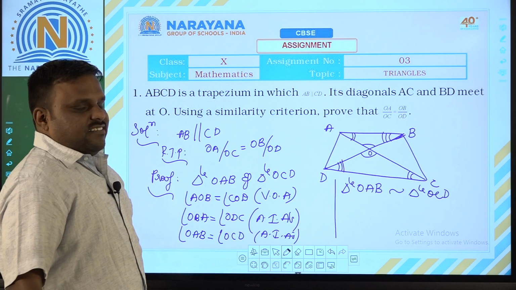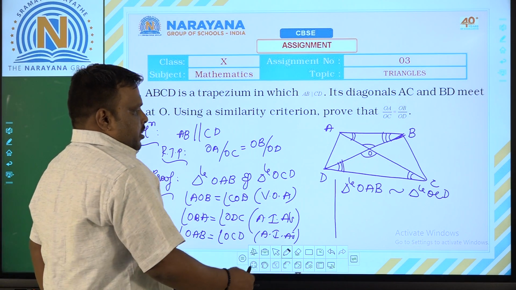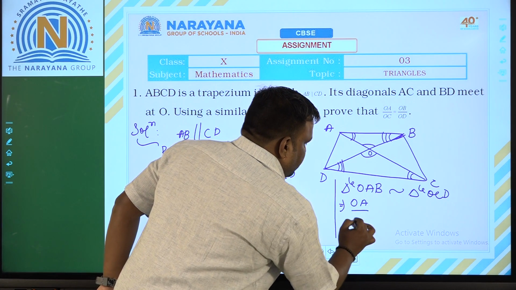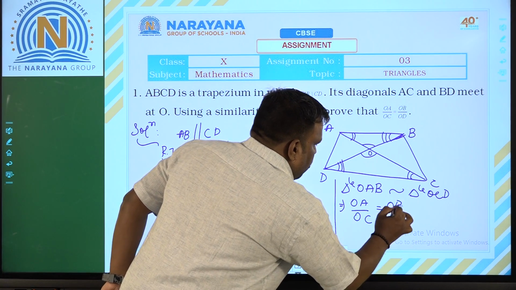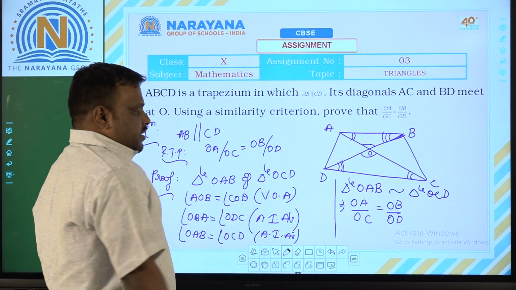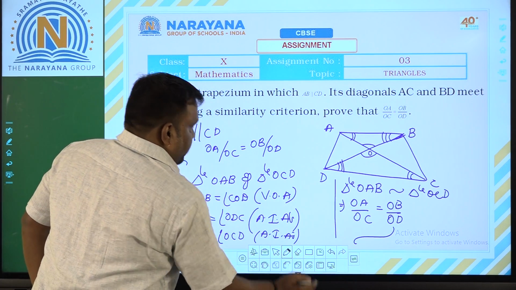When two triangles are similar, obviously the ratios of their corresponding sides will be proportional. Hence, I will get OA by OC is equal to OB by OD. This is what you have to prove. This completes question number 1. Now, let us come to the second question.